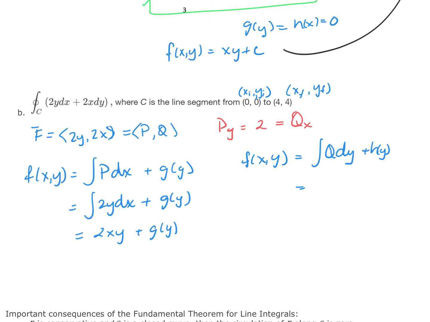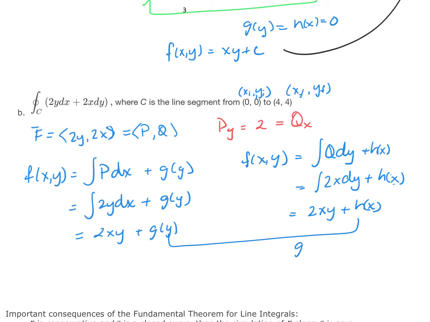My q was 2x with respect to y plus h of y. This is going to give me 2xy and then plus h of x. This should be h of x. Change this to h of x. And as before, you can see that the only way for these to be equal is if g of y equals h of x, which is equal to 0.